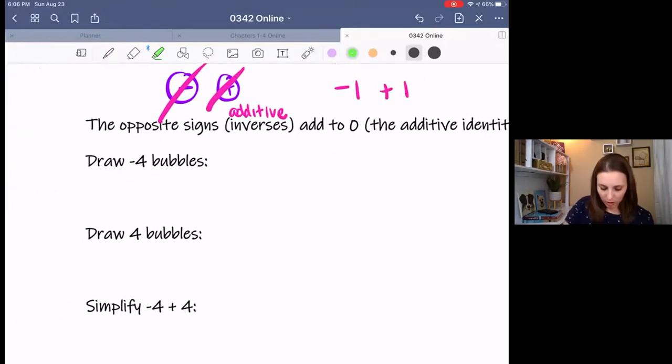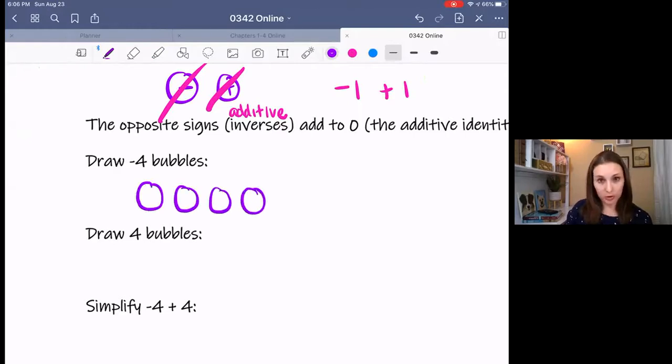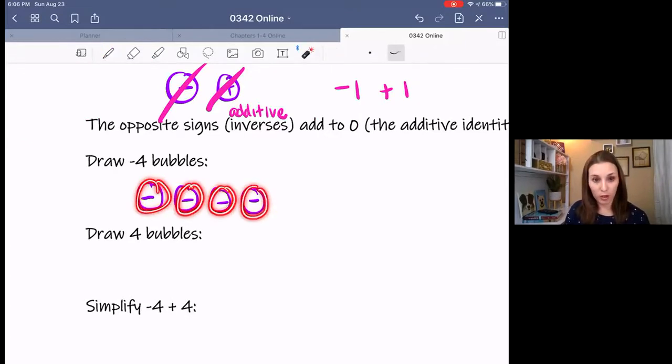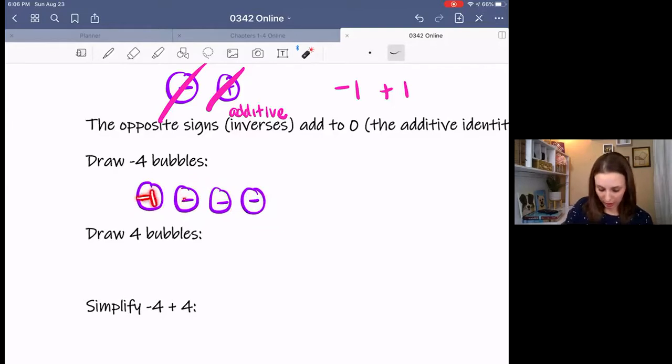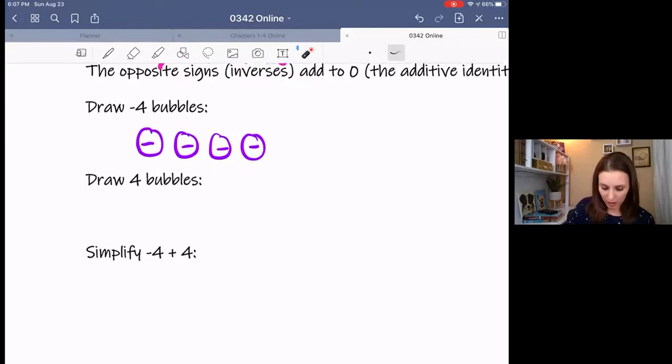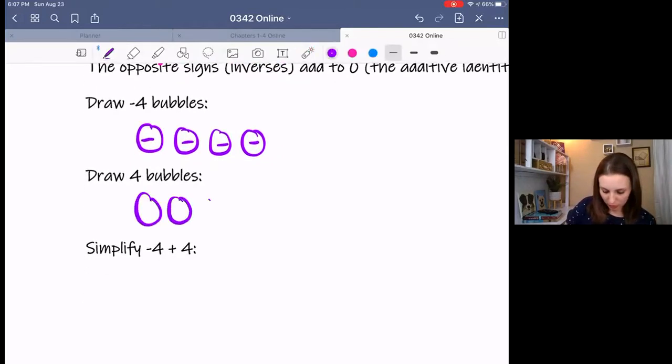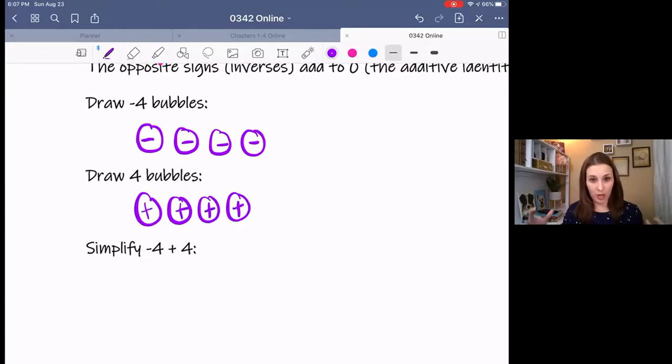So if we draw -4 bubbles, that means that there's 4 bubbles and they're all negative. So -1, 2, 3, 4. These are all actually -1, -1, -1, -1, but there's 4 of them. So -4 bubbles. And then +4 bubbles have positives, 1, 2, 3, 4. So we're just adding them, we're gathering them all together. This is -4 bubbles, this is +4 bubbles.